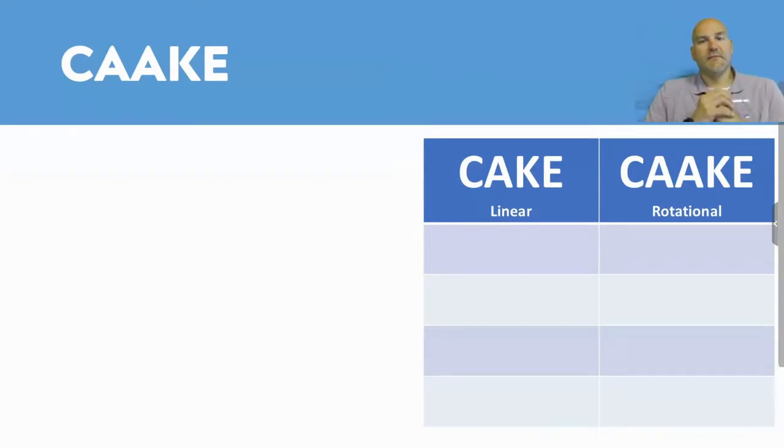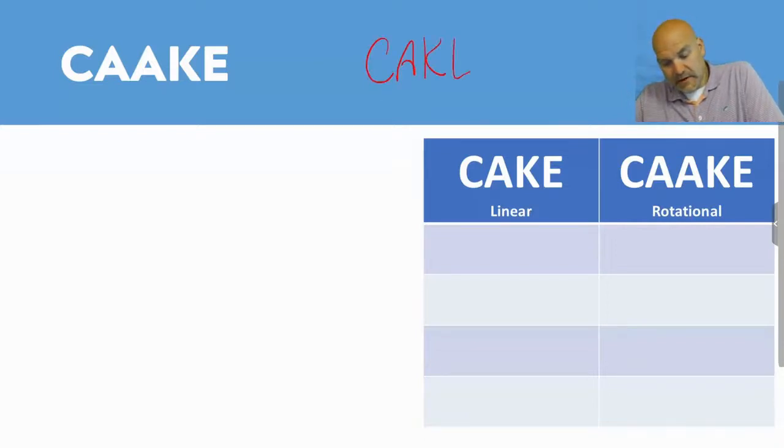Here we are still talking about rotation again, last unit of the year. So this is what we call here CAAKE. Back in unit 1, we had the CAAKE equations, which we called the constant acceleration kinematics equations.